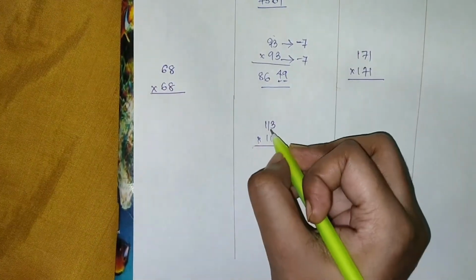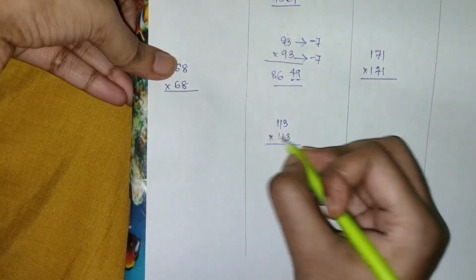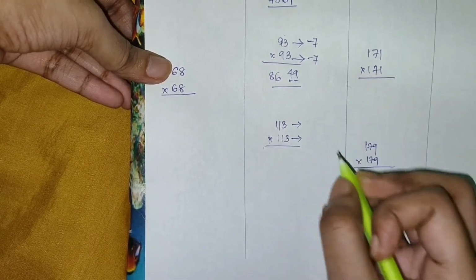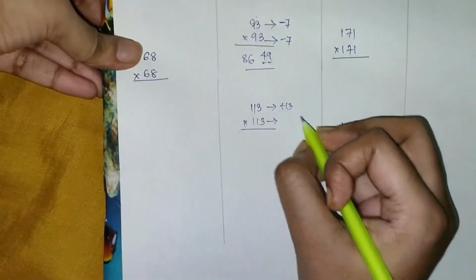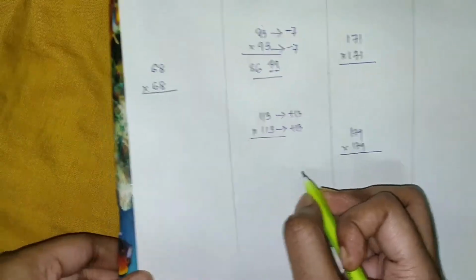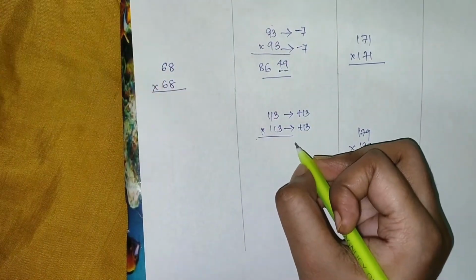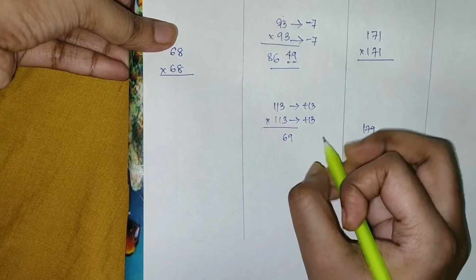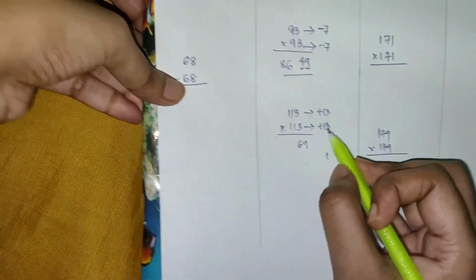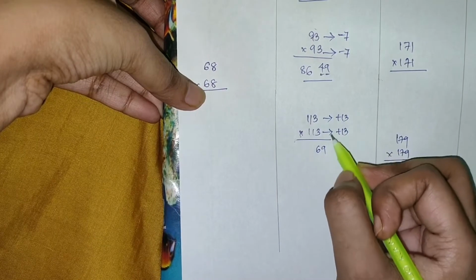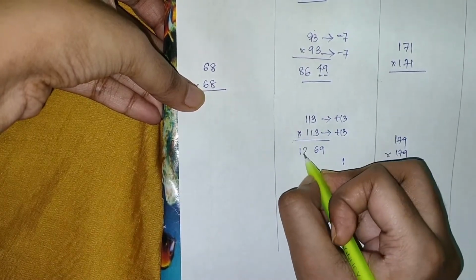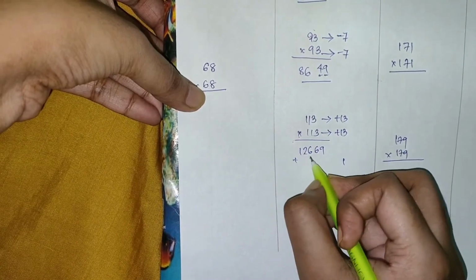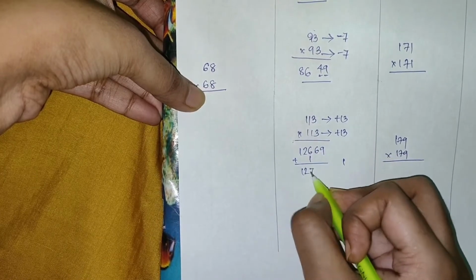Now we'll take the 113 example. We'll find the square of 113. In this example, you will see 113 is more than 100. It's 13 more than 100, so we write plus 13 here. And how much is 13 square? It's 169. So we write down the rightmost two digits as usual and carry 1 here. Our next step will be 113 plus 13. That's 126. And now the next step is plus 1, that's 12769.